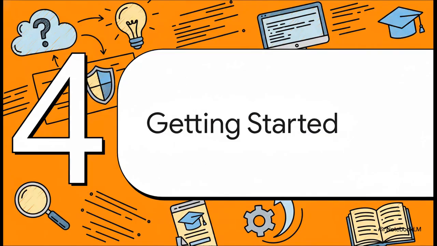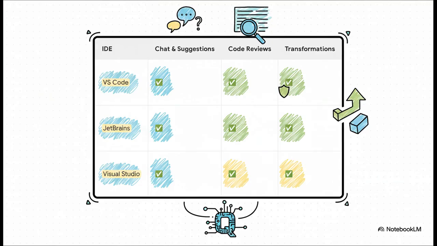So, you've seen what Amazon Q can do. The next logical question is, all right, how do I get this? Well, the good news is getting it into your own workflow is super easy. And it doesn't matter where you like to code. Whether you're a VS Code person, a fan of JetBrains IDEs, or a die-hard Visual Studio user, Q has you covered. All the main features we just talked about are available right where you already work.